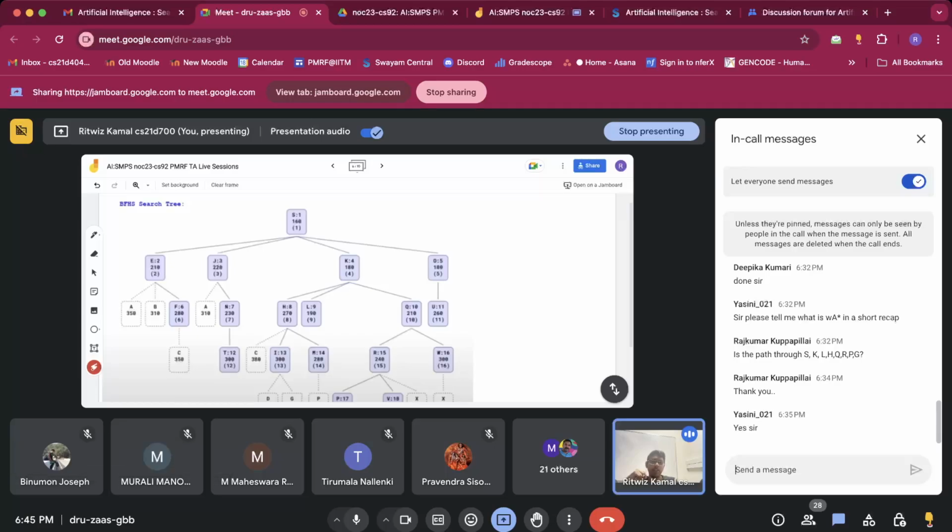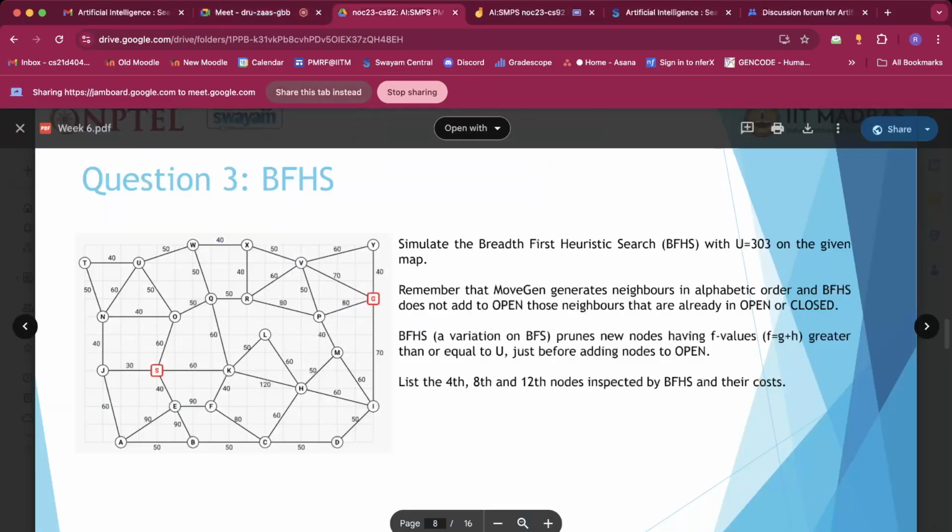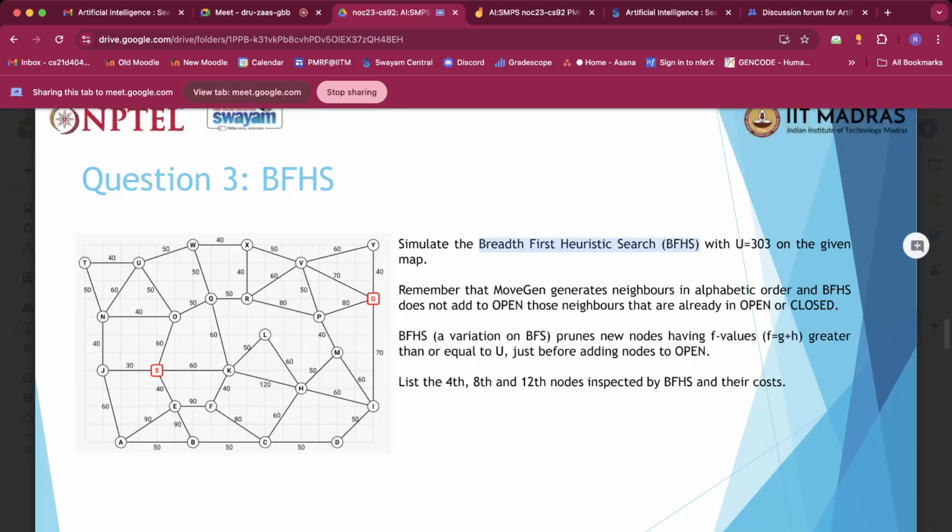That's how we generally define elements in the graph, Pravendra. If you have seen the lecture videos, you might have come across the data structures called graphs, right? Graphs are defined by nodes and edges. If we go back to the question over here, these are the nodes and the connecting lines are the edges. What we are trying to do is find a search tree following this particular breadth first heuristic search.